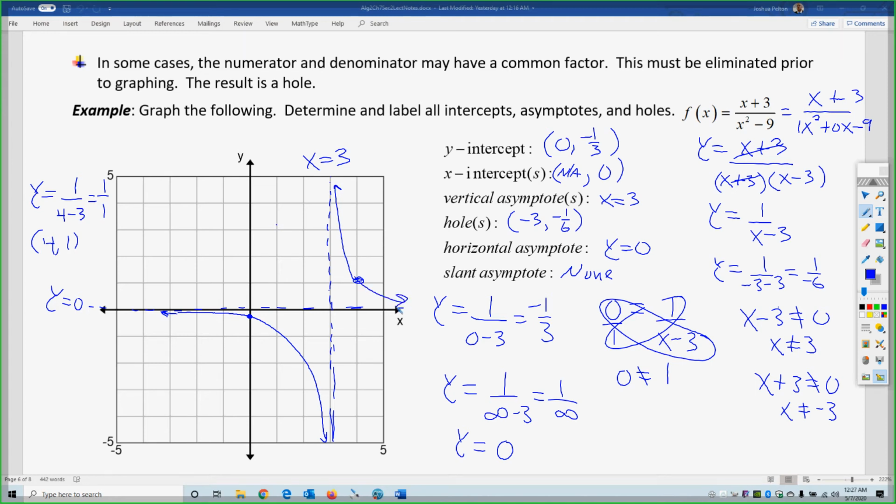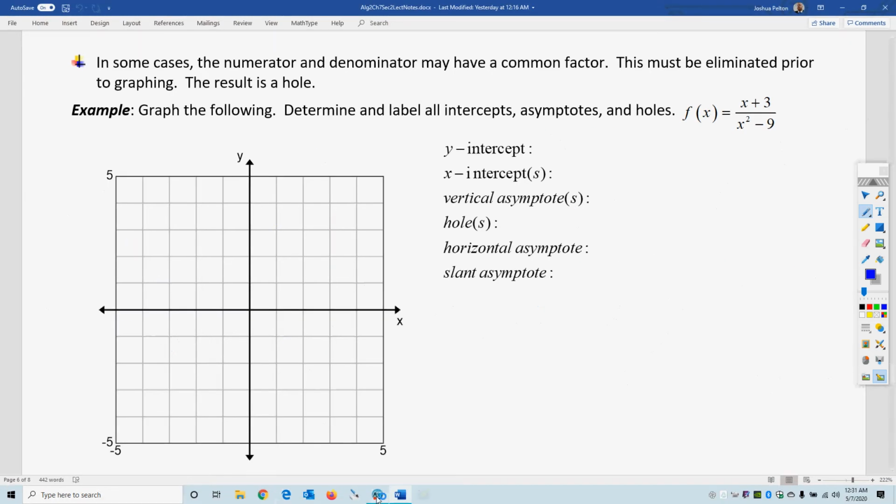But this is still incorrect because we have a hole at negative 3, 1/6, because this keeps going this way, right? At negative 3, 1/6, you have a hole there, which can't be seen in a calculator, of course. So let's go to the graphing calculator and look at that real quick.